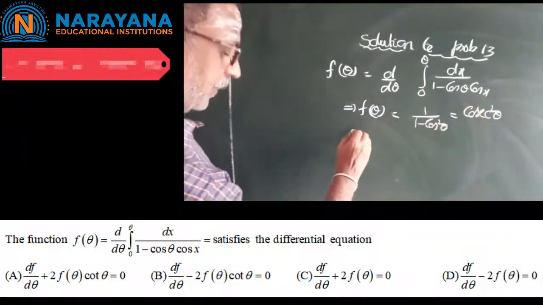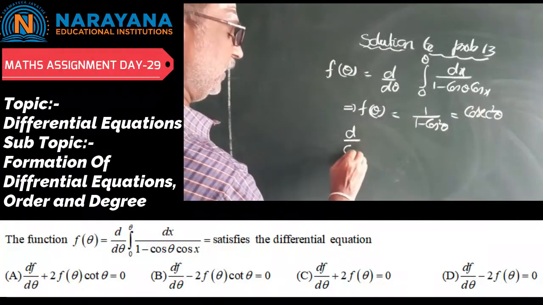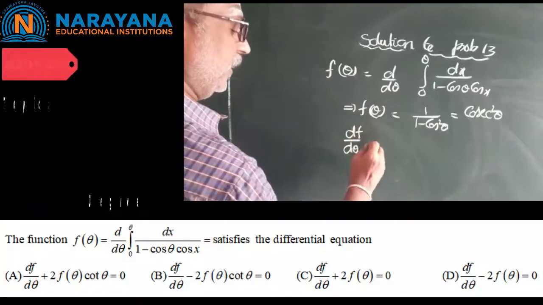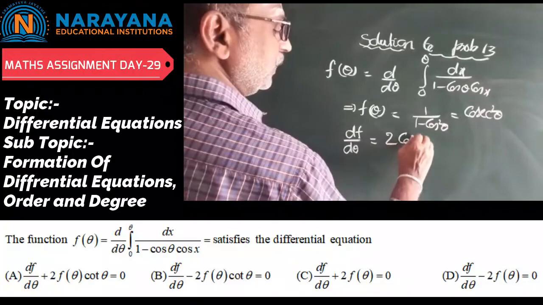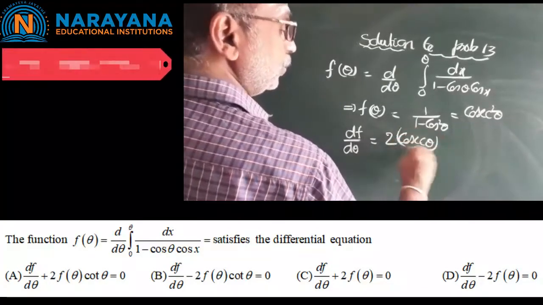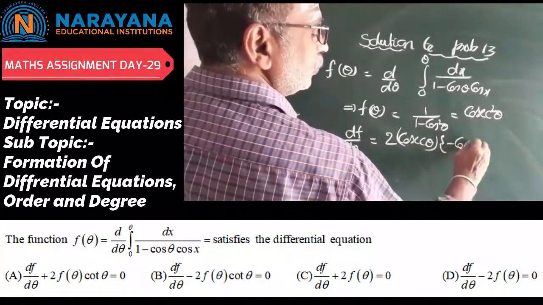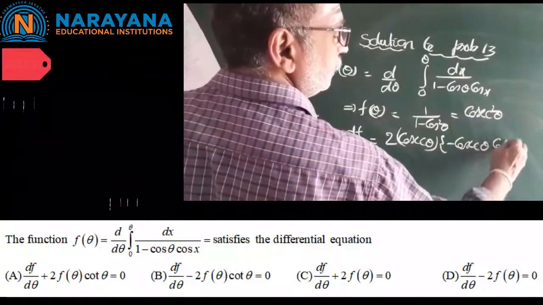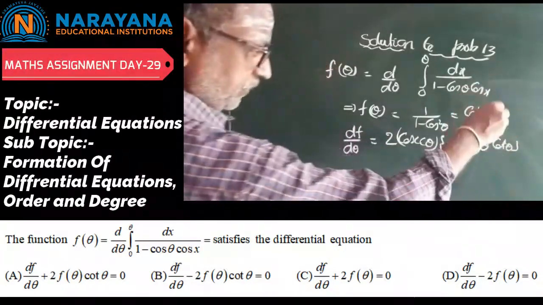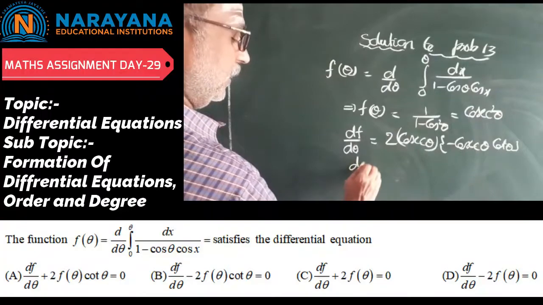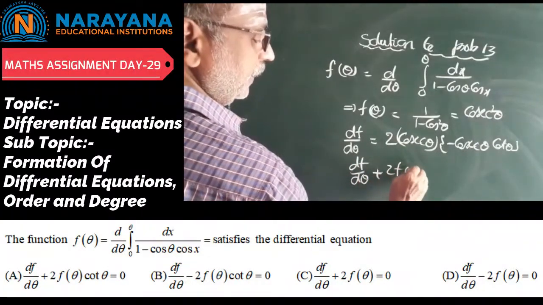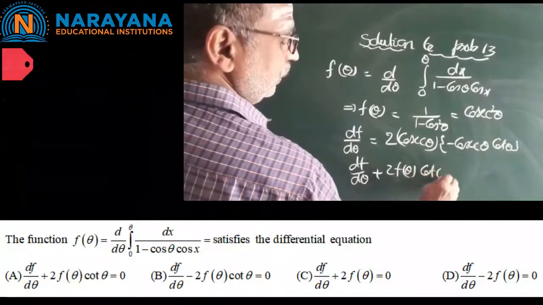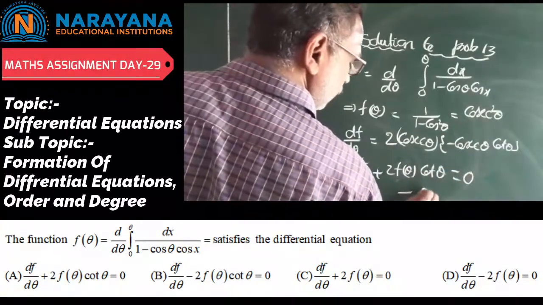And we should get differential equation and just find out the derivative. D by d theta of f, which is df by d theta, equal to derivative of cosecant square theta, minus 2 cosecant theta into minus cosecant theta cot theta. Now cosecant square theta can be written as f of theta. So we can get df by d theta plus 2 into f of theta into cot theta equal to 0. This is the solution of that particular problem.